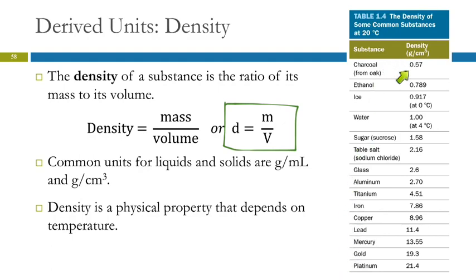And these are listed in order of increasing density. There is only one of these densities that I want you to remember, and that's the density of water.